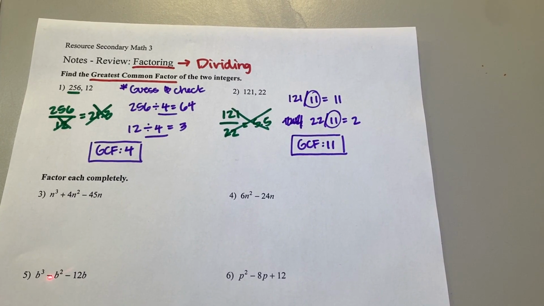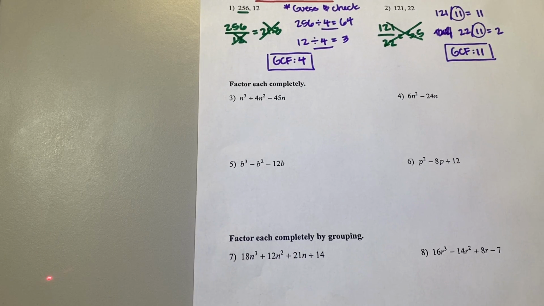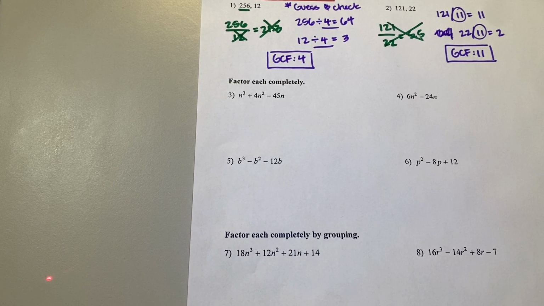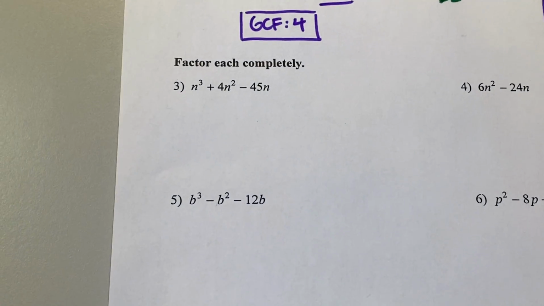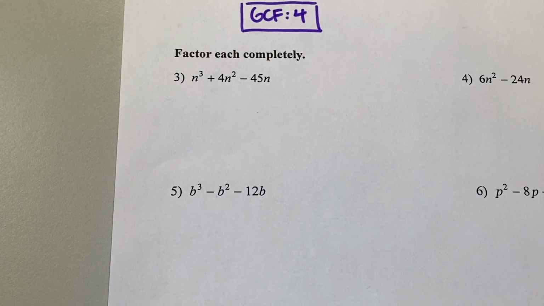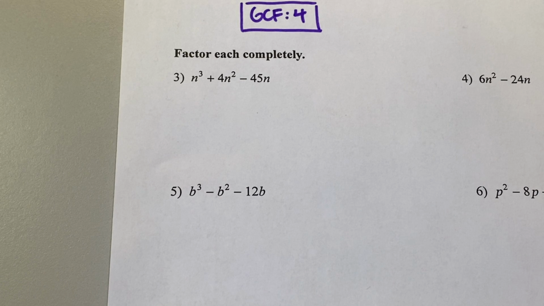Okay, so let's go ahead and look at numbers 3 through 6 now. It says factor each completely. The first rule with factoring always is to see if they have anything in common that we can take out. Looking at number 3, do all 3 of these terms have something in common?